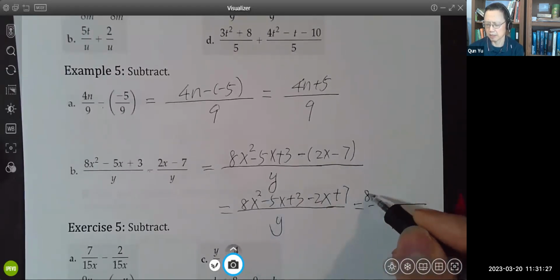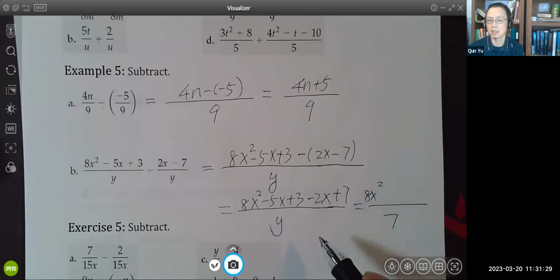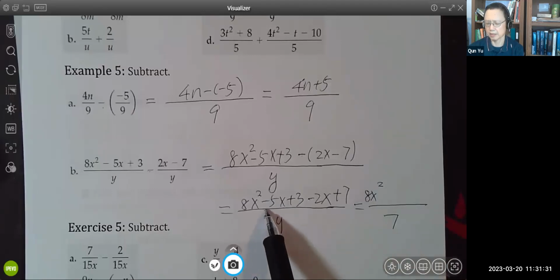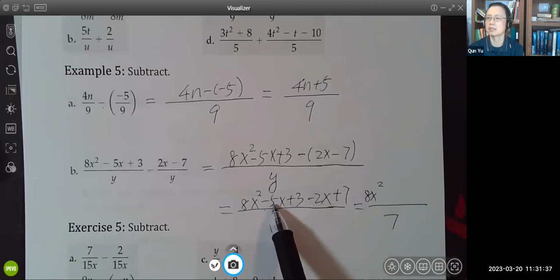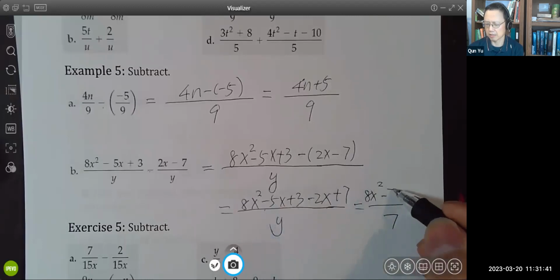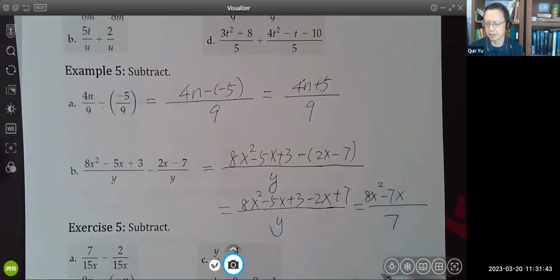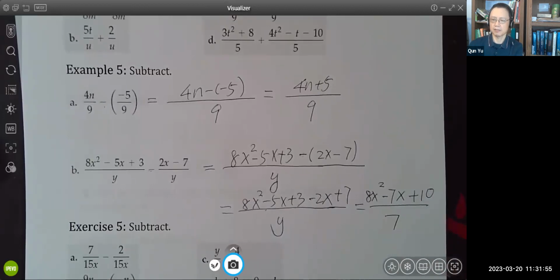We still have 8x squared. Now we combine this 2x term, y is -5, the other one is -2. They're both negative, they go in the same direction, and they will add up. So -7x. And these two numbers are also going in the same direction, both positive. So they also add up in the positive direction, that's positive 10. And that's the final answer.